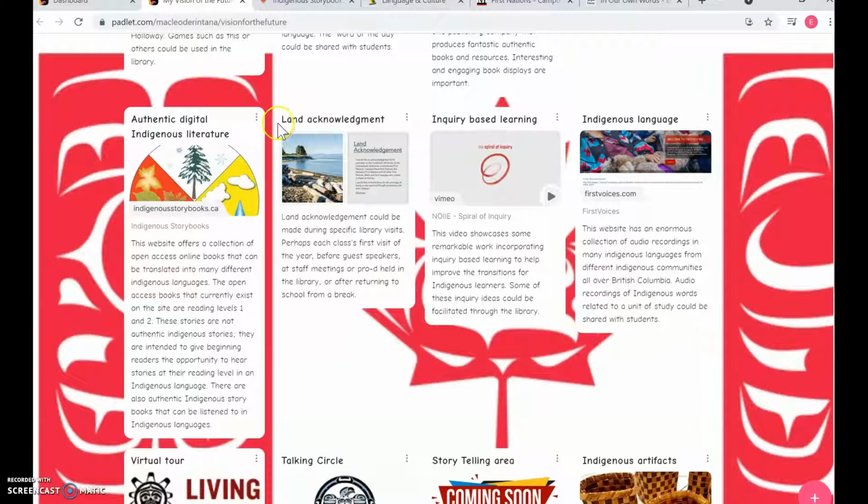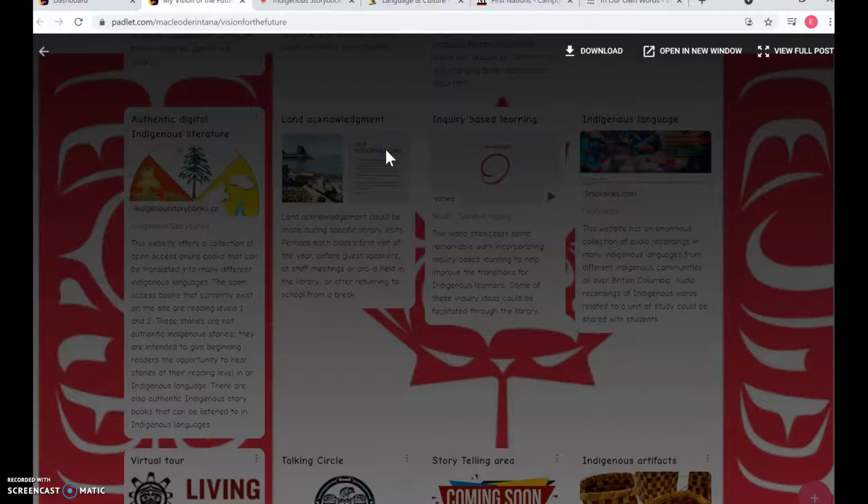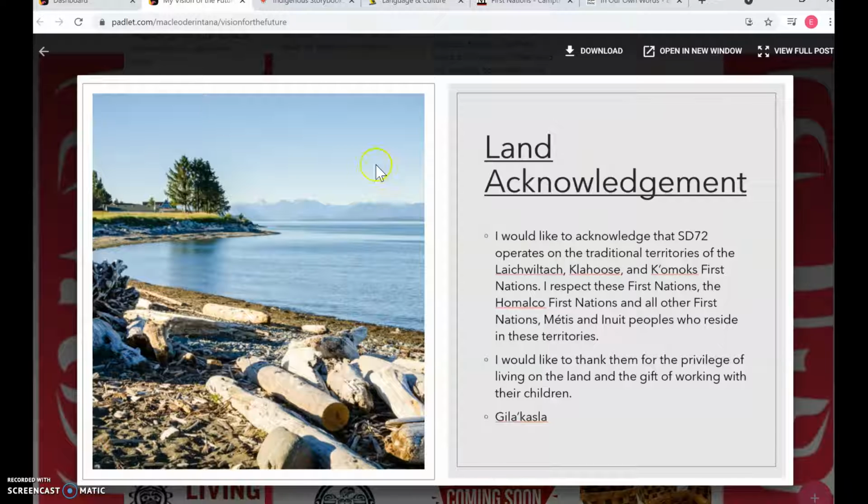I think an important part of a library learning commons that honors Indigenous culture is land acknowledgement. At various points throughout the year, it would be important that in the library a land acknowledgement is made so that students know whose land they're living and learning on, and that we show our respect and honor for those First Nations who are sharing their land with us.